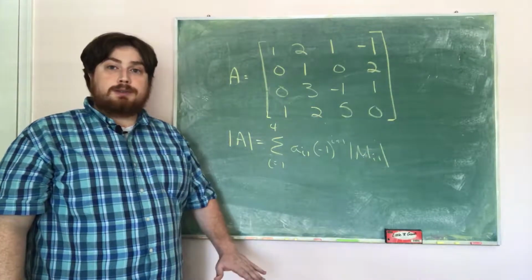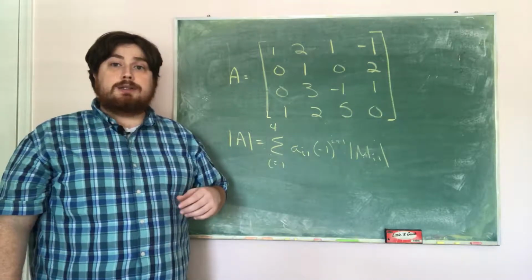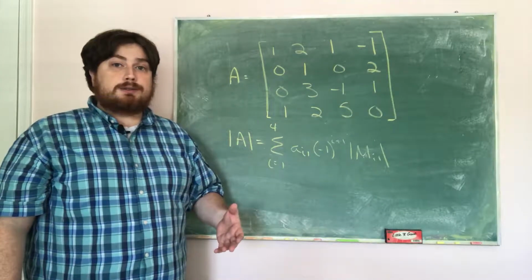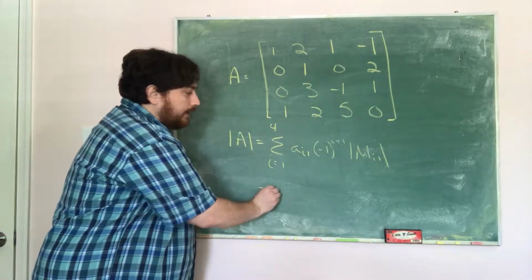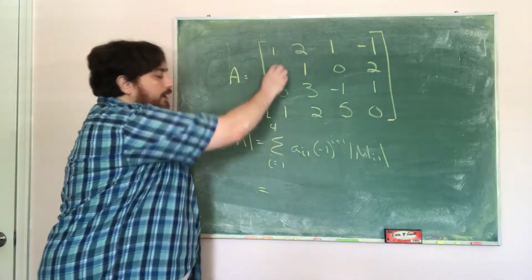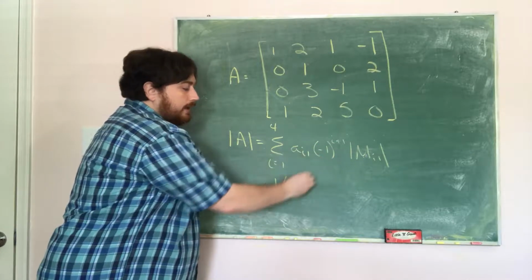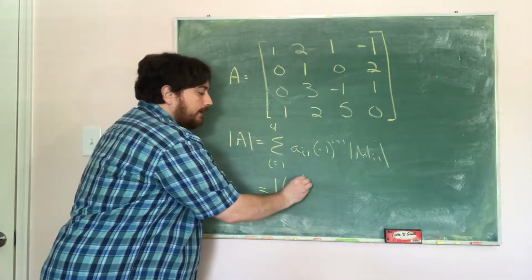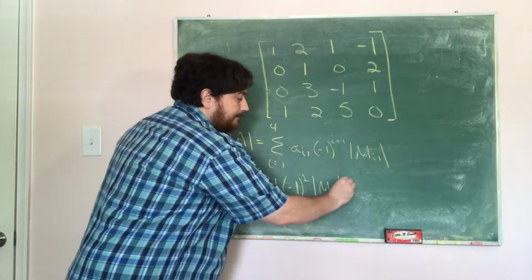So using our sum notation here, the determinant is just the sum of these terms. And so I want to write down what each of those are so that I know what I have to find. In particular, if we look at A sub 1,1, plugging in 1 for i, I get 1 times -1 squared, times the determinant of the matrix M sub 1,1.